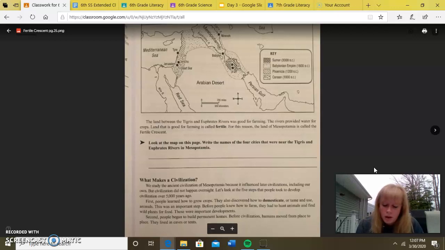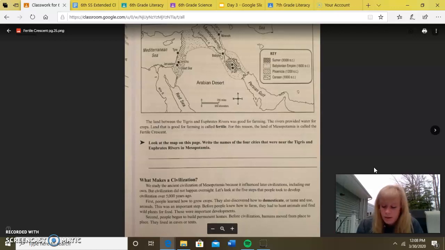Checkpoint 2. Look at the map on this page. Write the names of the 4 cities that were near the Tigris and Euphrates rivers in Mesopotamia. So the first thing you need to do is you need to locate those 2 rivers, and then you need to write down the 4 different cities that run along those rivers. Okay? Pause.